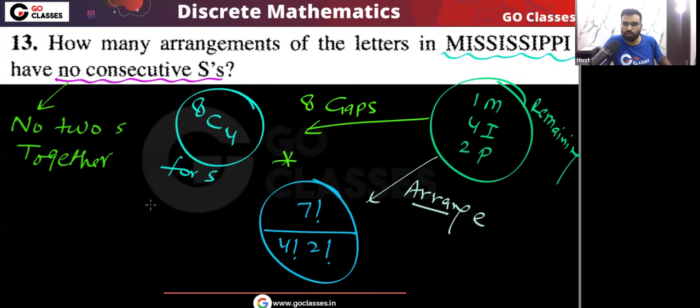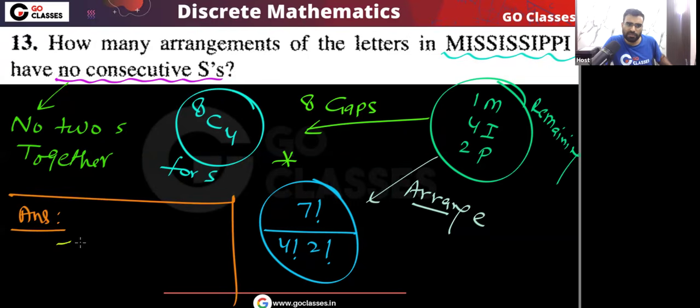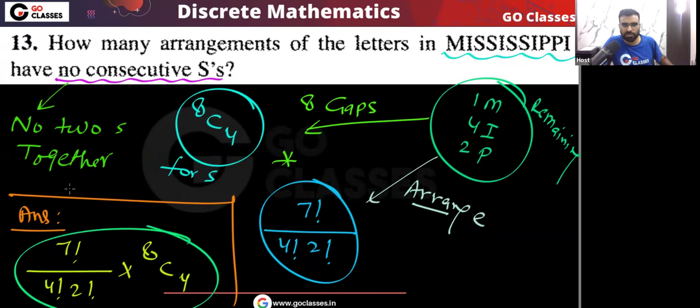So what will be the final answer? The final answer will be 7 factorial divided by 4 factorial 2 factorial. This is for the remaining elements. Multiplied by, there will be 8 gaps. We will choose 4 gaps for S. So this will be the answer.